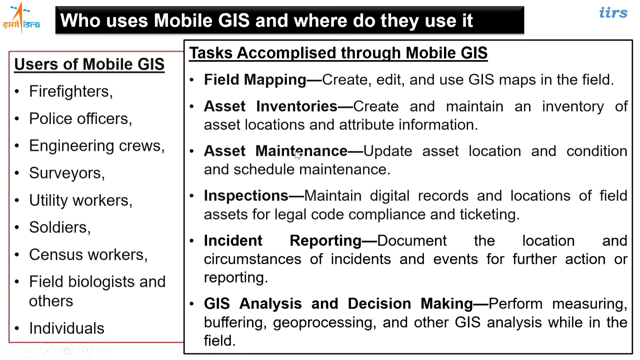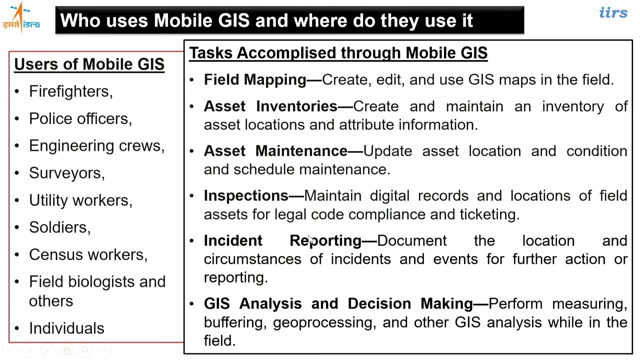And if we go further, asset maintenance, like updating the asset location. Suppose that asset is displaced to some other place, so that can also be done with the help of a mobile GIS application. The condition of that asset in the field, scheduling the maintenance. So all these tasks can be easily performed using mobile GIS. Similarly, we can also perform inspection, like maintaining the digital record and location of field assets for legal code compliance and ticketing.